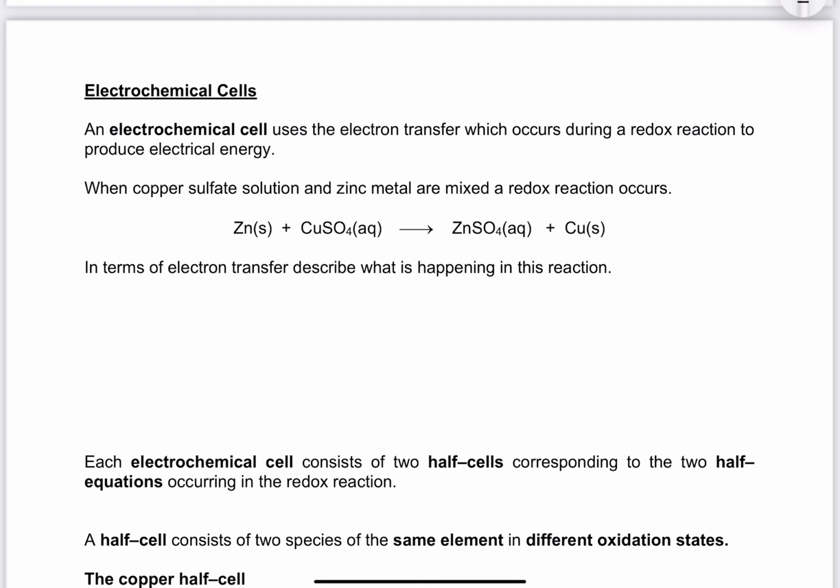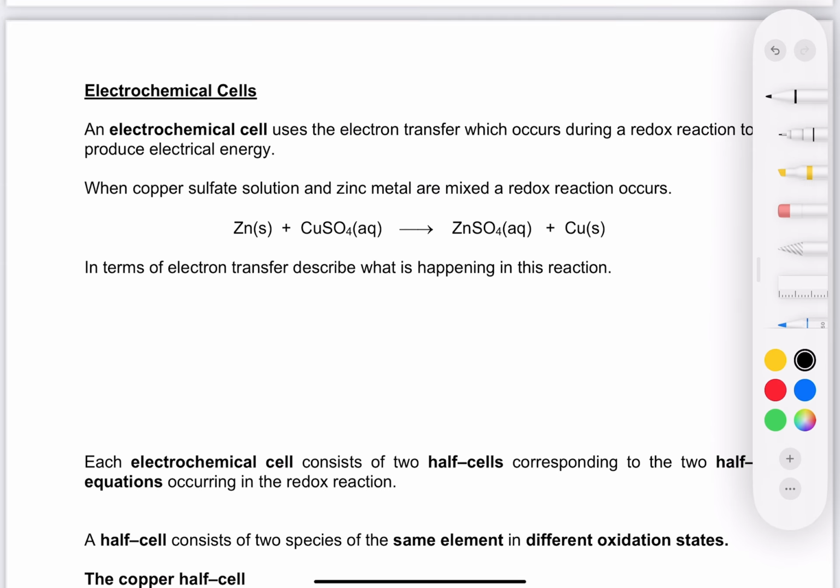So for example, an electrochemical cell is just a battery. It would be maybe in your mobile phone, maybe in your calculator batteries. So let's just have a look at this reaction between copper sulfate and zinc, and it says in terms of electron transfer, describe what is happening in this reaction.